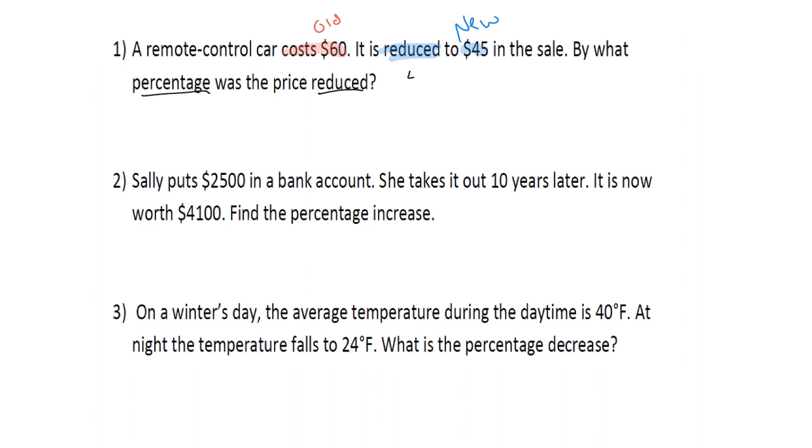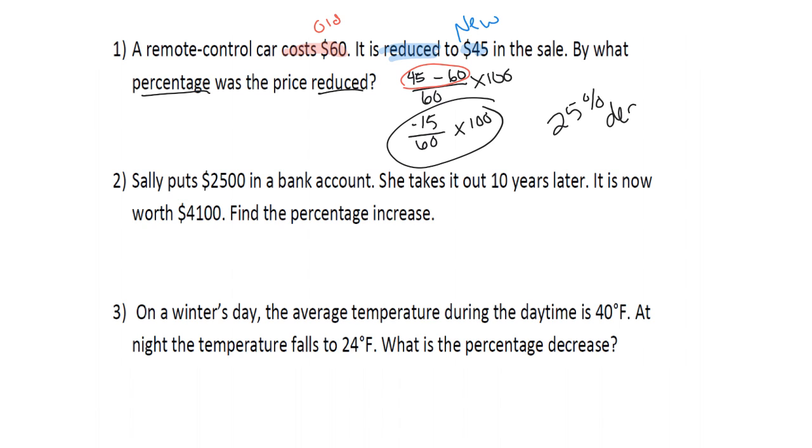So we do new minus old divided by old times 100. We simplify first. What's 45 minus 60? Hopefully you got negative 15 divided by 60 times 100. Throw this in your calculator, and you should get a 25% decrease.